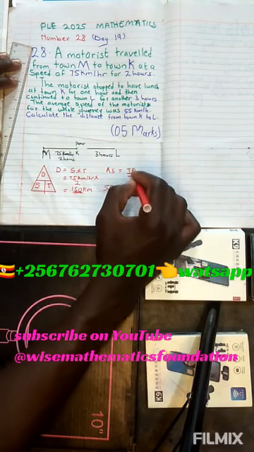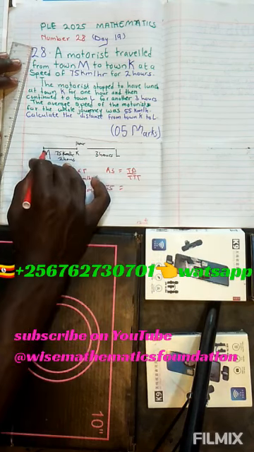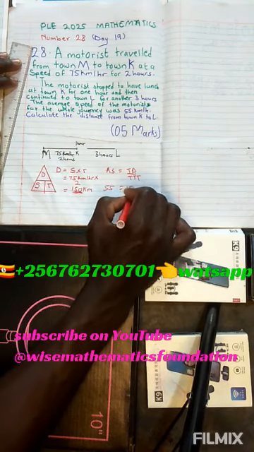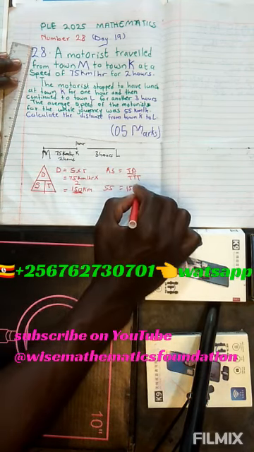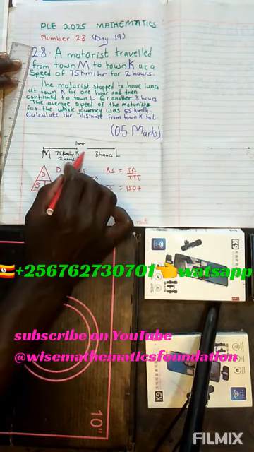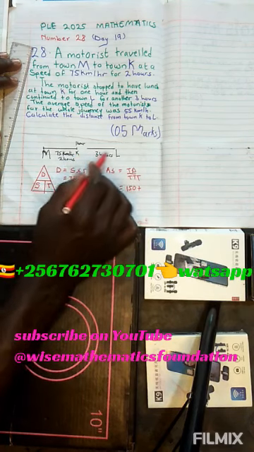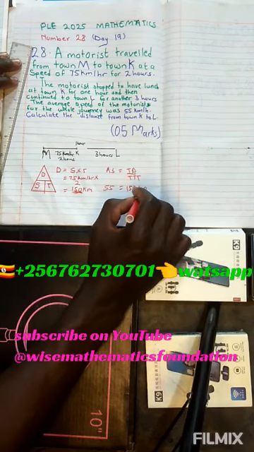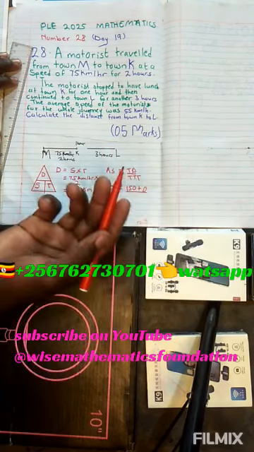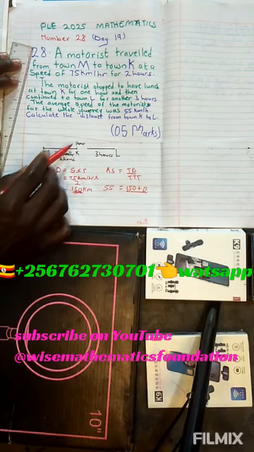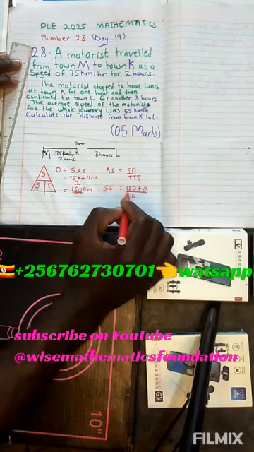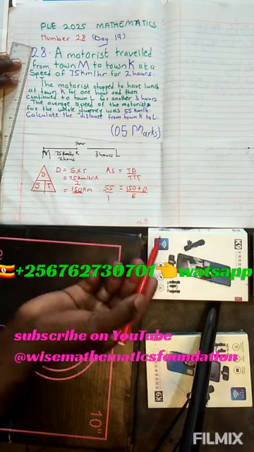So we add our total distance. We know very well that from town M to town K we have 150 kilometers, plus the distance between K and L, let us give it a name, maybe D, over total time. Total time is 2 hours plus 1, then plus 3, giving us 6. So we can solve this one.